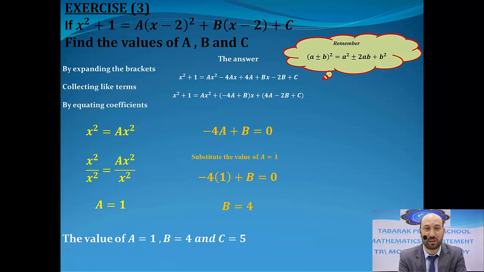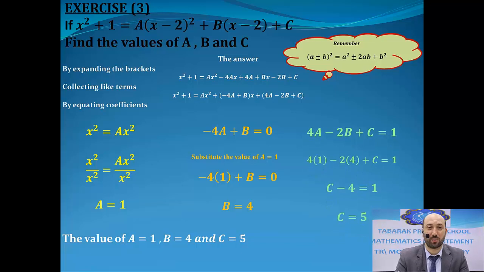equating coefficients for x. On the left side we don't have x, so we are going to equate it to 0 because we don't have any x's. So it will be minus 4a plus b equals 0. Directly by substituting the value of a equals 1, it becomes minus 4 times 1 plus b equals 0, so b equals 4.